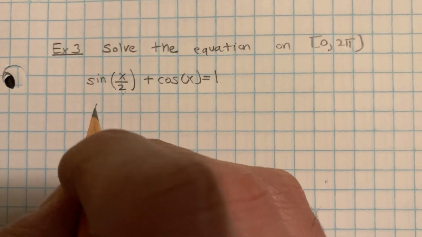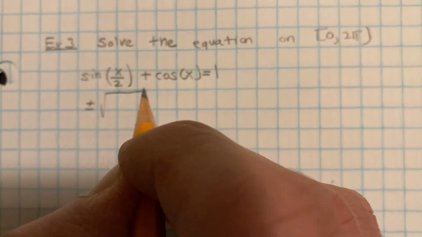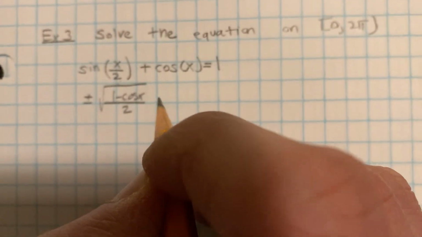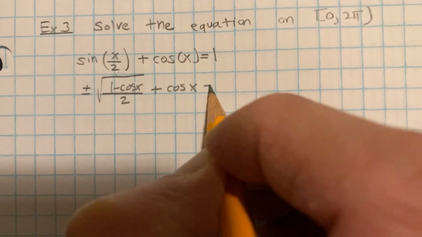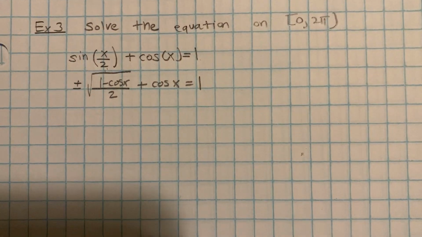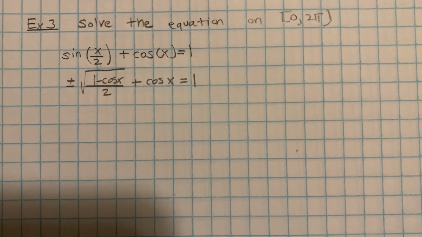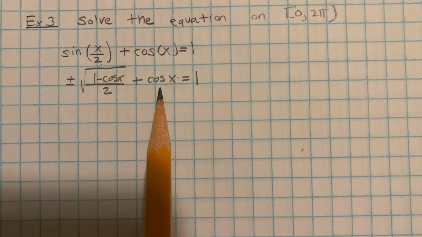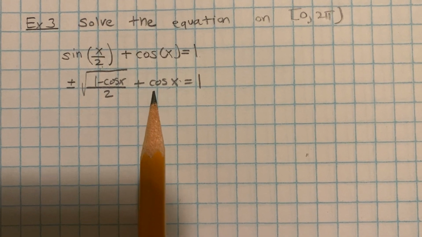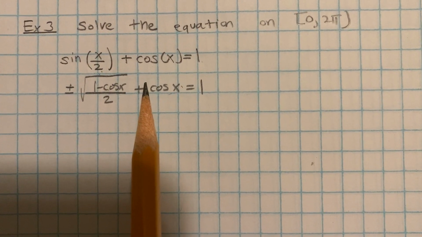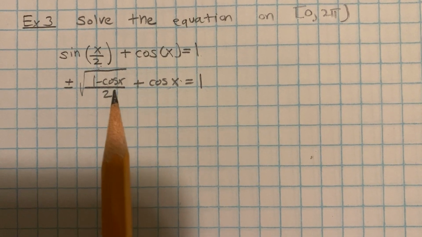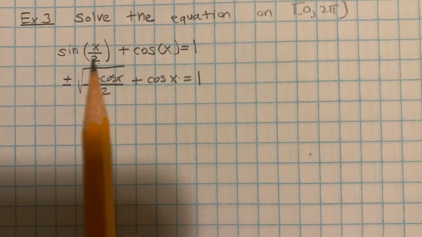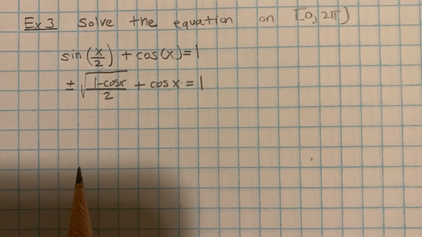So you're going to have plus or minus the square root of (1 minus cosine x) all over 2, plus cosine of x is equal to 1. Okay, so at this point, everything's in terms of cosine, and this is really just solving a radical equation. If you remember, in a radical equation, or even in a trig equation, if you have two trig functions and a non-zero constant, you want to isolate one of those trig functions and then start squaring both sides.